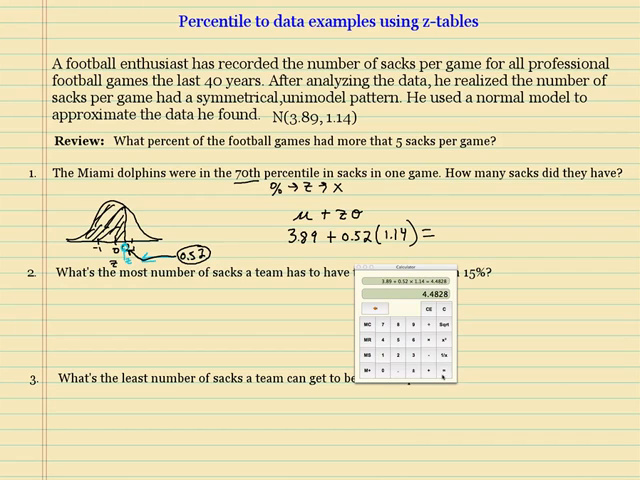Make sure it makes sense. Has to be bigger than this. Has to be bigger than this. And it is. So 4.483. Almost about 4.5 sacks. So it's about 4.48 sacks that game.